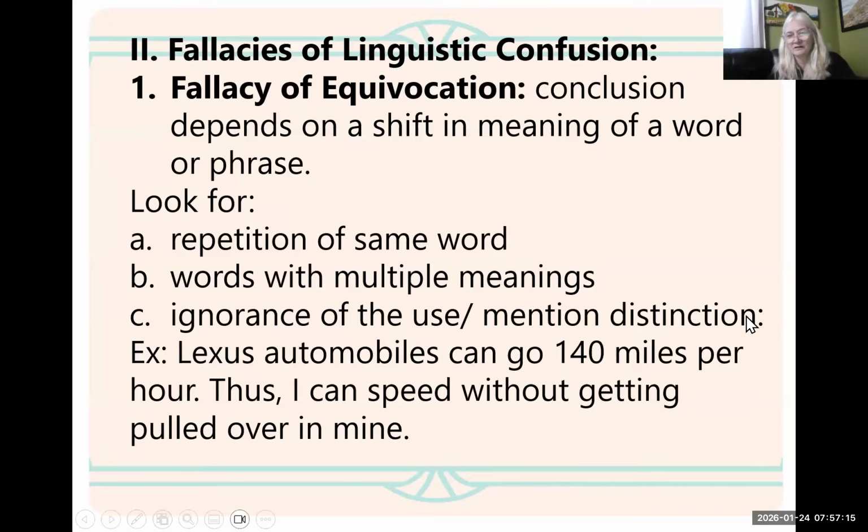Ignorance of the use mention distinction. And this one, what you're doing is you might be quoting somebody, but it sounds like you're saying what that person you are quoting said instead of you quoting them. So that's an example of use mention distinction. Here's an example for equivocation. Lexus automobiles can go 140 miles per hour. Thus, I can speed without getting pulled over.